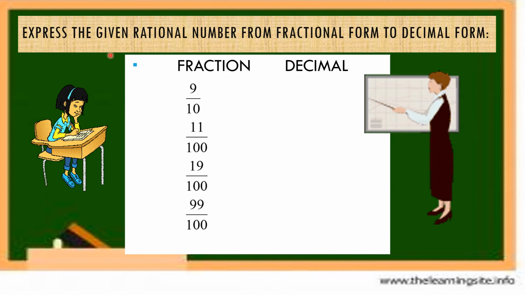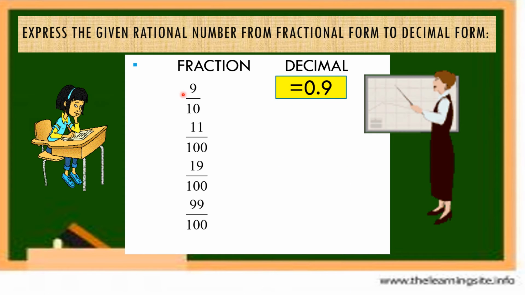We need to express the given rational numbers from fractional form to decimal form. We are in the first number, 9/10. Our denominator is 10. Our decimal point is after 9. So we need only to move the decimal point one place to the left. So the answer will be 0.9, or 9 tenths.